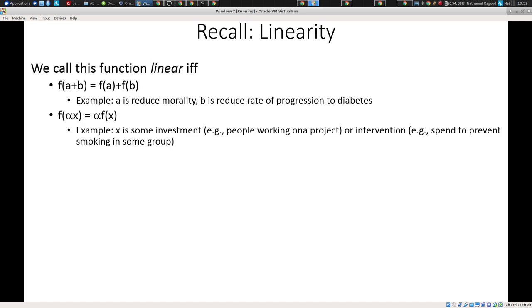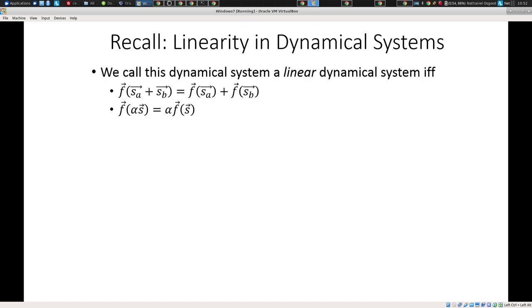If we consider this now with respect to functions of vectors, we could use the same exact notion. If we have a vector-based function, so it takes in a vector as an argument and puts out a vector as a return quantity, we call it linear if f of s sub a plus s sub b, two vectors, equals f of s sub a plus f of s sub b, okay? And f of alpha times s equals alpha times f of s.